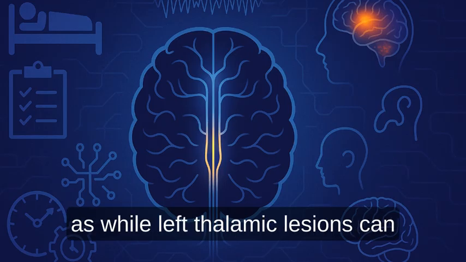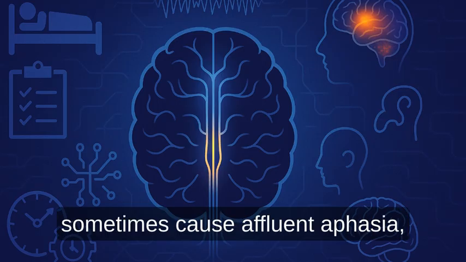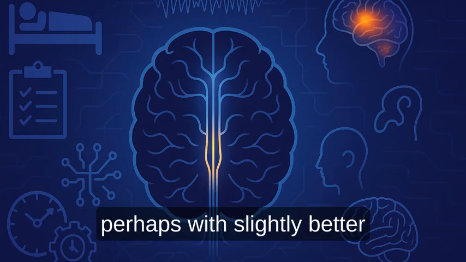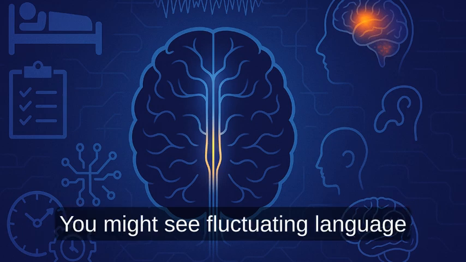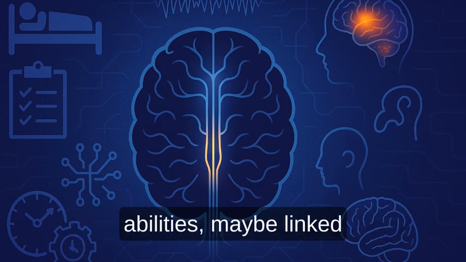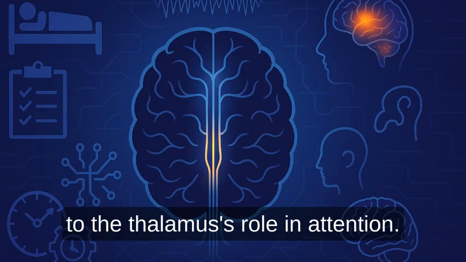While left thalamic lesions can sometimes cause a fluent aphasia, maybe a bit like Wernicke's, but perhaps with slightly better comprehension, you might see fluctuating language abilities, maybe linked to the thalamus's role in attention.